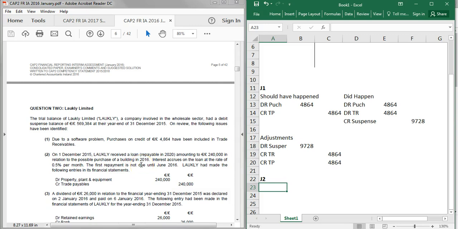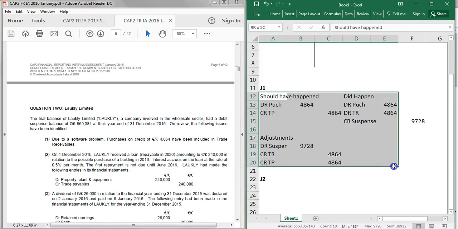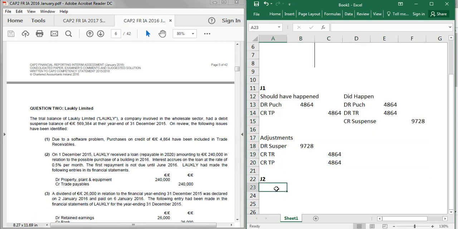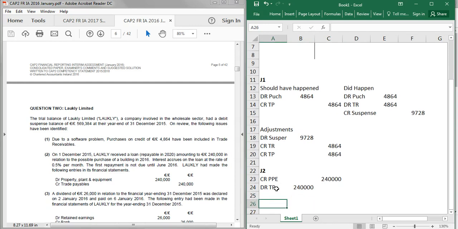So Laukly has made the following entries. They've debited PPE and they've credited trade payables. So straight away we know that's not right, because you didn't buy the building yet and you actually took out a loan. You didn't take out trade payables. So you can do the 3-step approach as you'll see in the solution. But the easiest thing to do here is reverse that entry, credit PPE 240,000 and debit trade payables 240,000, because we know straight away that's incorrect. We didn't actually use the money prior to year end, therefore it couldn't have been in PPE.